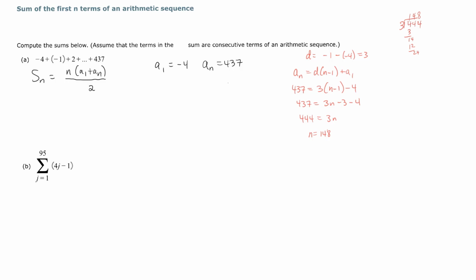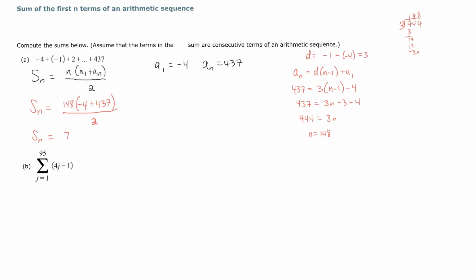Now we're ready to find S sub n. S sub n is equal to 148 terms, a sub 1 is -4, and then plus a sub n, which is 437, and then divided by 2. And of course, you could simplify that.